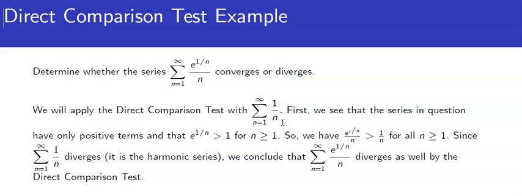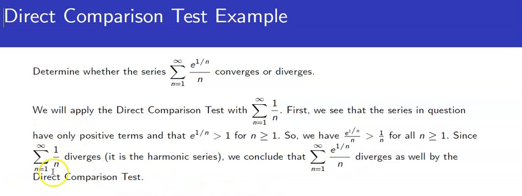So certainly, our series here all have positive terms. And like I mentioned, e to the 1 over n is always greater than 1, as long as, well, in particular, n is positive, but for this example, n greater than or equal to 1. Which means if we divide both sides of this inequality by n, the inequality does not flip, so we get e to the 1 over n, all over n, is greater than 1 over n.